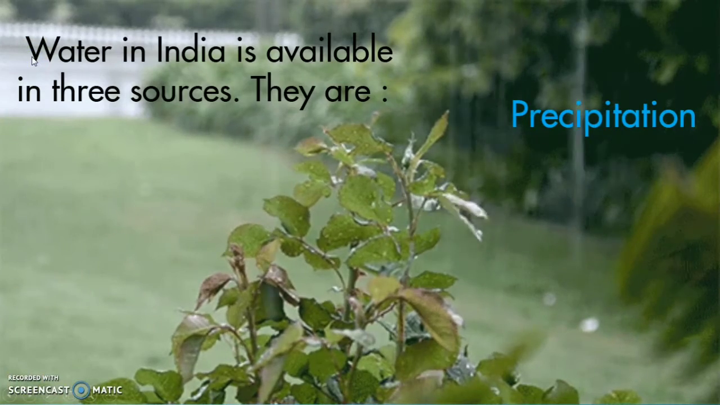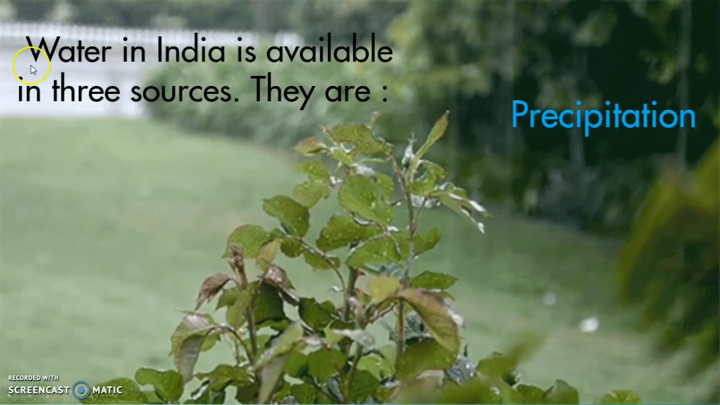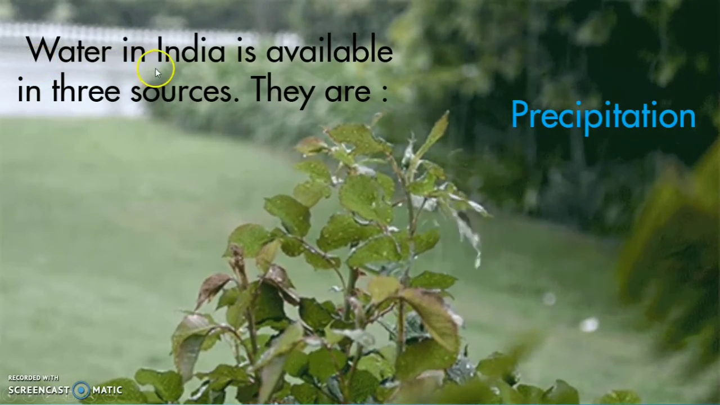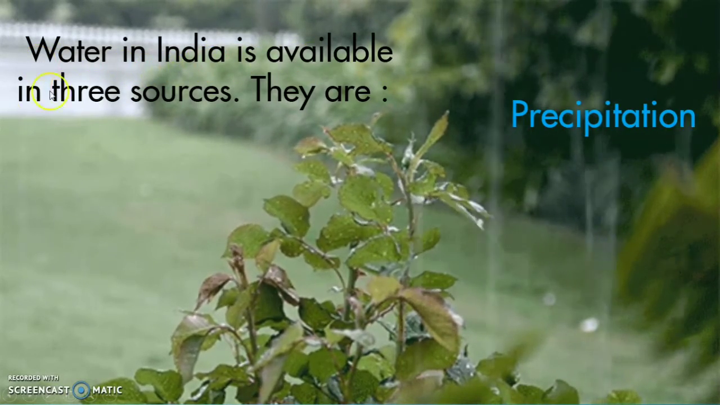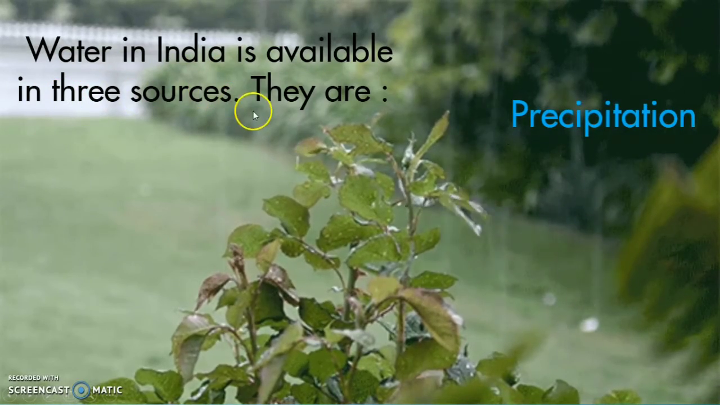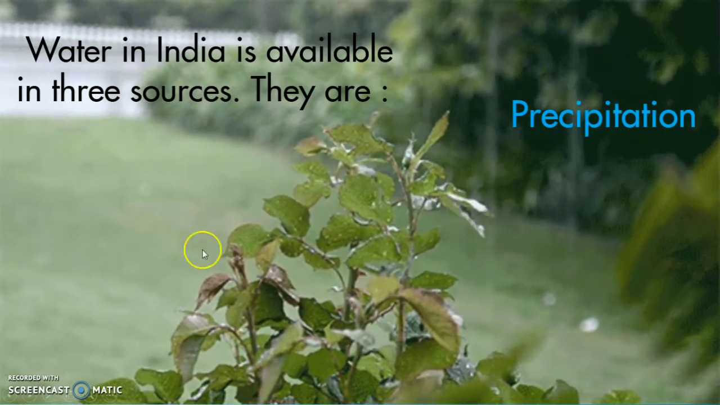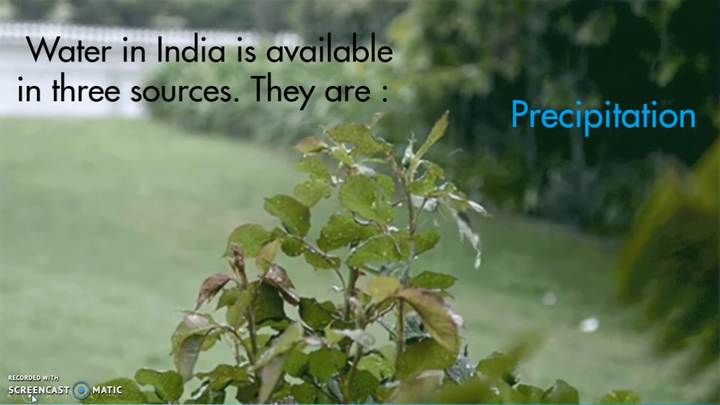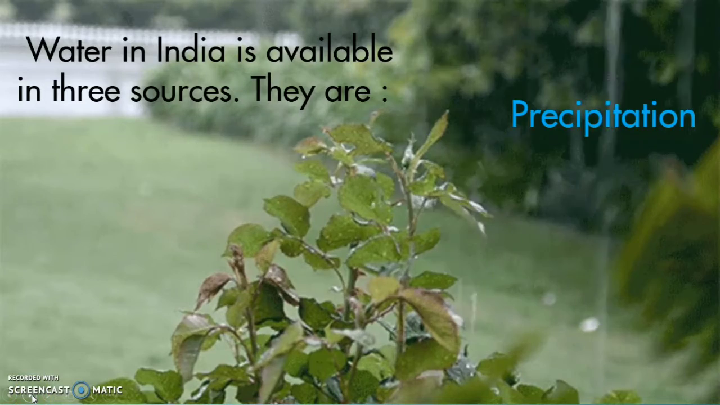Children, now that we know the composition of water, let's see the sources of water. Children, water in India is available in 3 sources. The first one is precipitation. Children, precipitation may be in the form of rain, sleet, freezing rain, hail and snow.